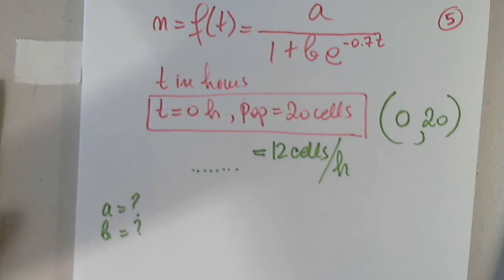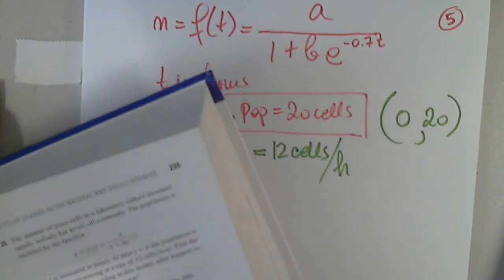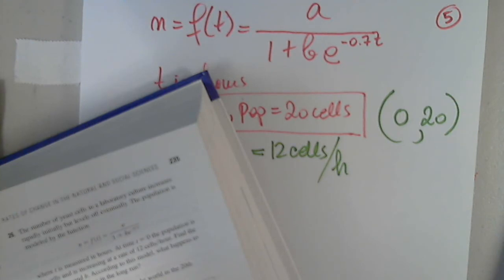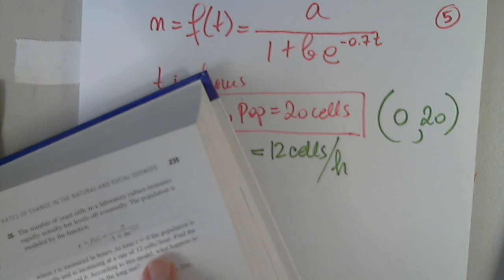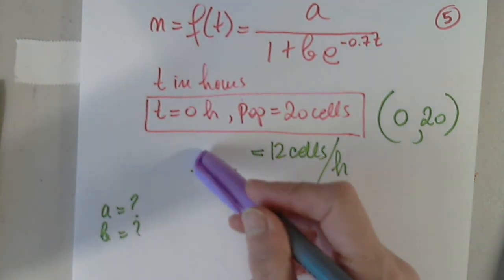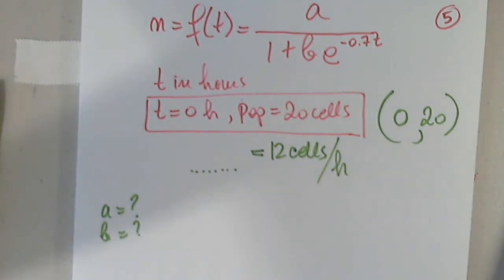Should I read it again? Yeah, one more time, please. Very good, sure. So, at time t equals 0, the population is 20 cells, and the population is increasing at a rate of 12 cells per hour. Find the values of A and B. Would it be your rate of change? Good. So how do I write it? Yes, great job. But how do I write that? So I know exactly what it is.